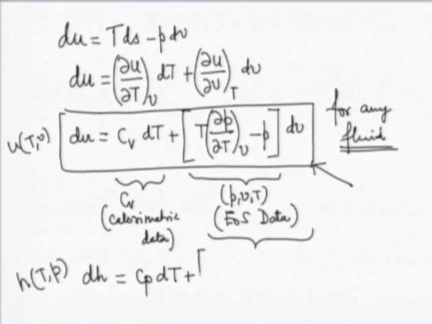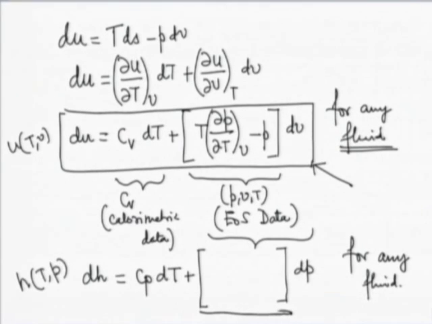plus something into dP. Okay. And this should be true for any fluid. And if you are interested, just substitute PVT data for an ideal gas here and show that whatever is in the square brackets is 0.